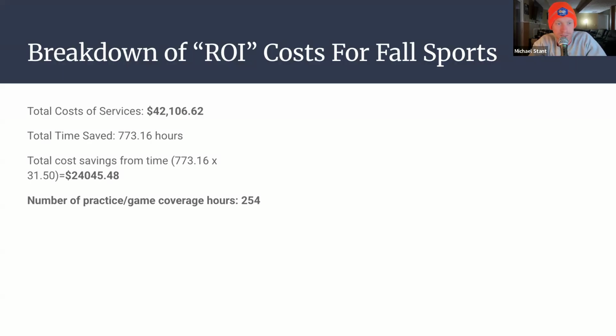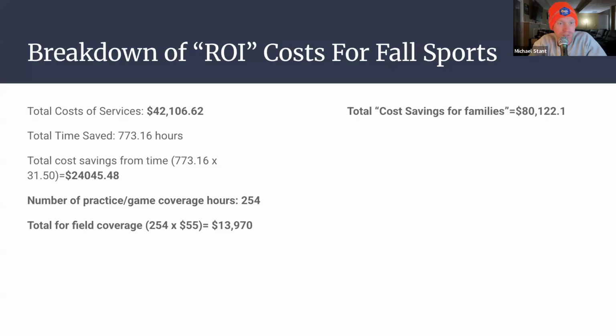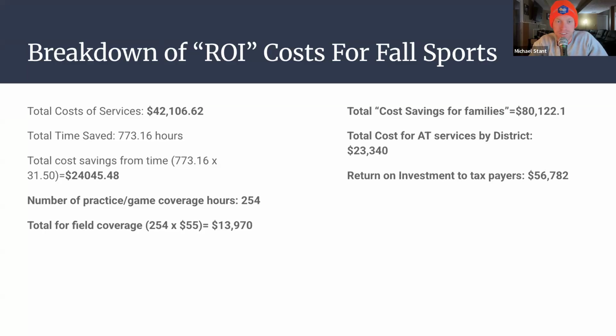Number of practice and game coverage hours, 254. I made the per diem rate 55. So total cost savings for families in just the fall, talking about just the fall, was $80,122. Total cost for AT services for me for the district was 23. Return on investment to taxpayers, the total number is 56,782.